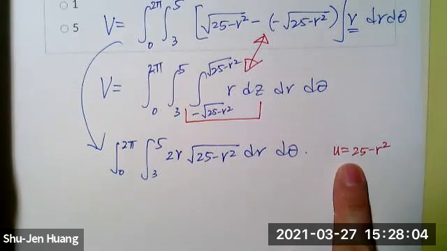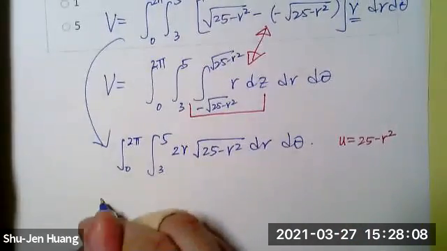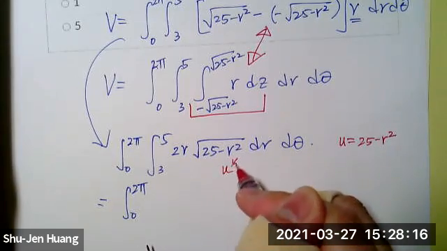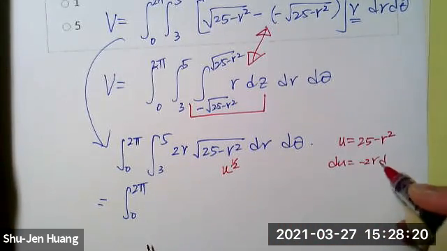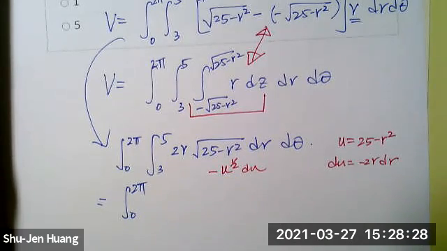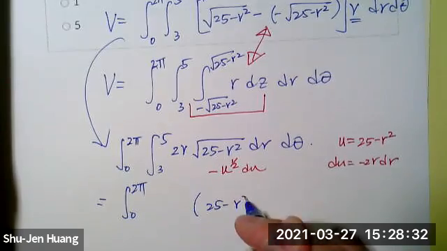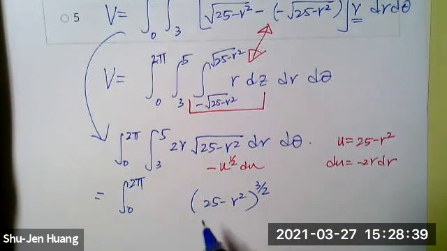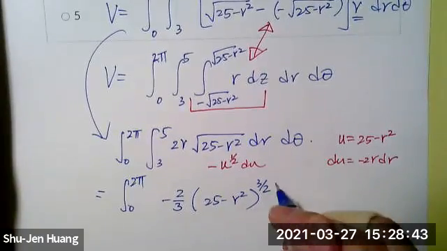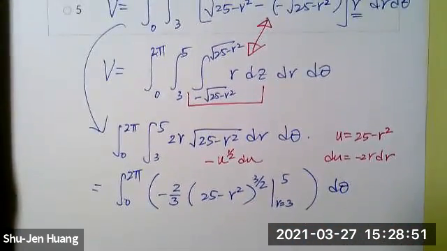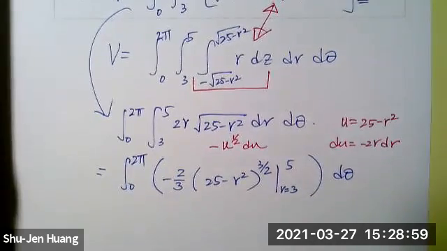So when you use u equal to 25 minus r squared, you will get something like this. This is square root of u, and du equals minus 2r dr. So this part here is just minus du. When you find the antiderivative, you're going to get u to the power of 3/2. I'm going to change back to r to skip a step here. Then I'm going to divide by 3/2, so I'm going to have minus 2/3 here, and r is from 3 to 5. Is that good? And now you can just plug in the upper limit minus the lower limit.